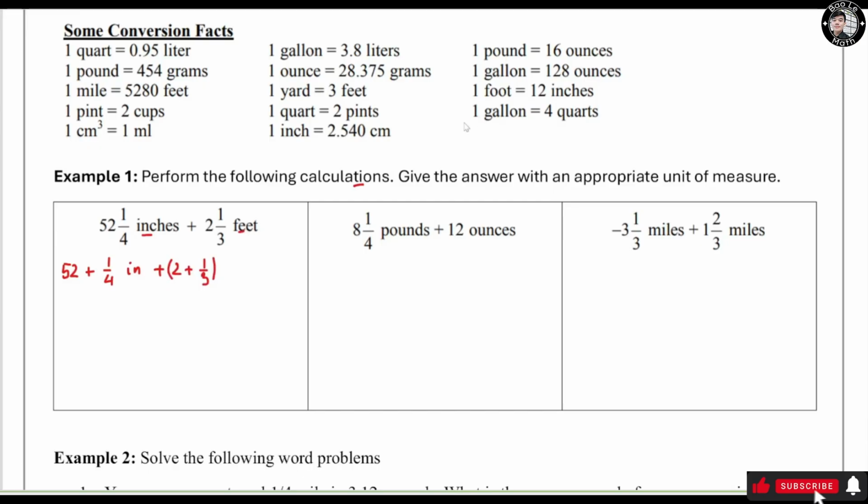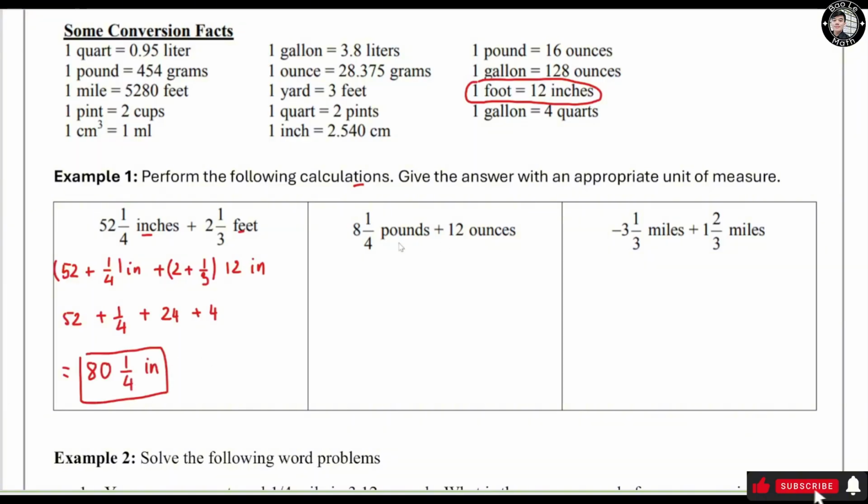Now, you know that 1 foot is going to be 12 inches, right? So this guy you multiply by 12 inches, right? Now, this guy turns out to be 2 times 12 is going to be 24. 12 times 1/3 is going to be 4, right? Now simplify. 52 plus 24 is going to be 76 plus 4 is going to be 80, right? 1 over 4 inches. We're going to convert pounds to ounces.